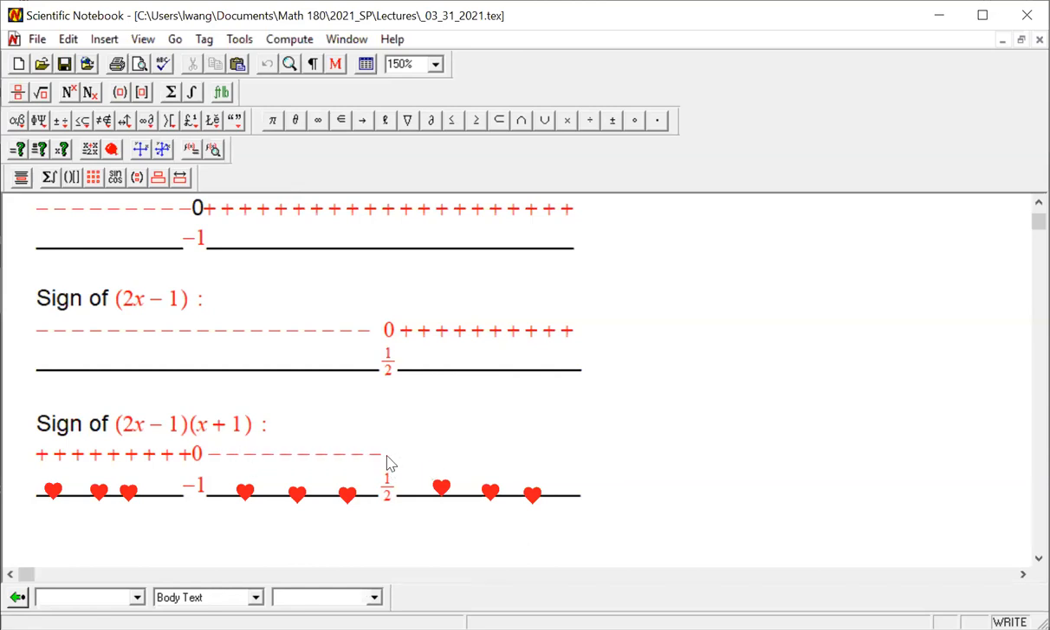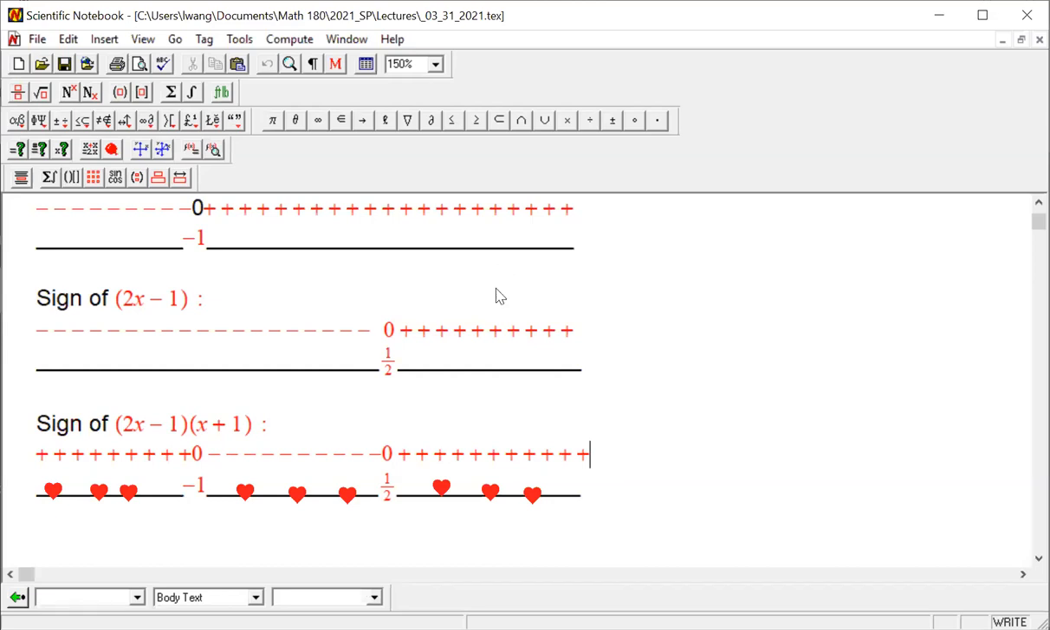When we pick half and plug in half in this product, 2x minus 1 is 0. 0 times anything is 0. Therefore, this is neutral again. When we pick a number larger than half, we're dealing with a positive times positive. Do you guys see that? Positive times positive is positive. So which principle are we using? Principle number 6, isn't it? Principle number 6.